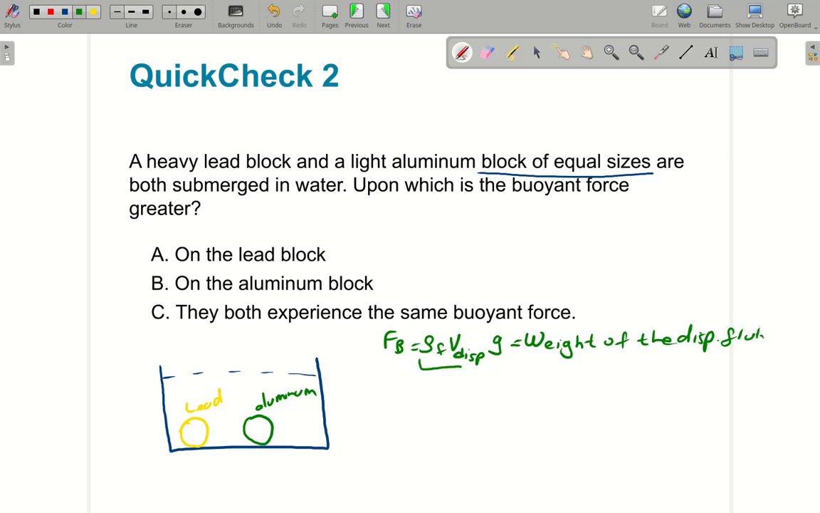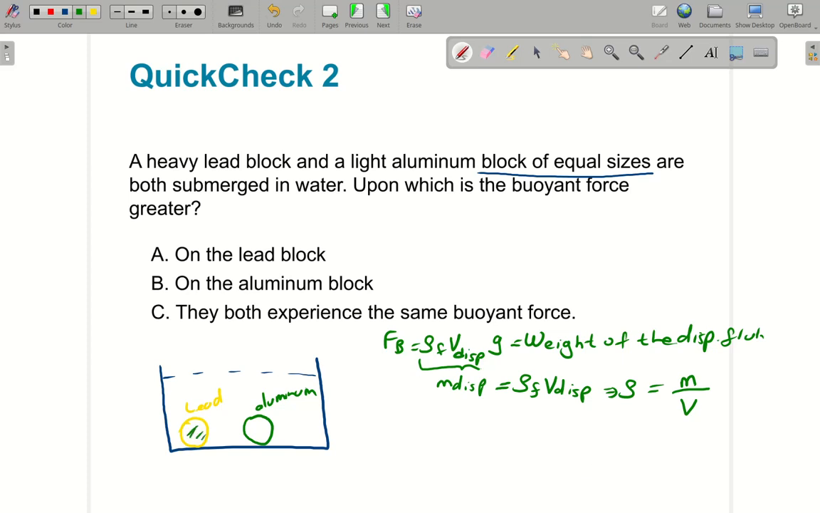This is simply m displaced, the mass of the displaced fluid, times g. And the mass of the displaced fluid is equal to the density of the displaced fluid times the volume of the displaced fluid. We use here the fact that density is equal to mass divided by volume. So this is simply the weight of the displaced fluid. This is to convince you folks that it is the weight.